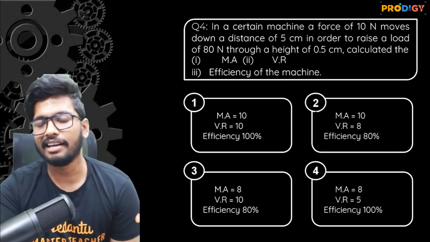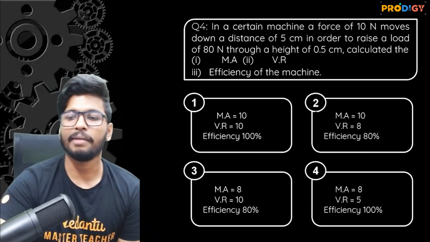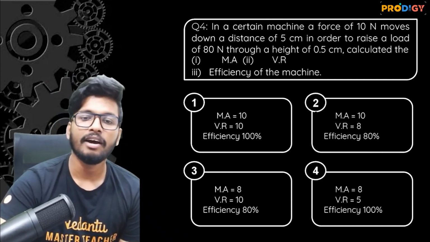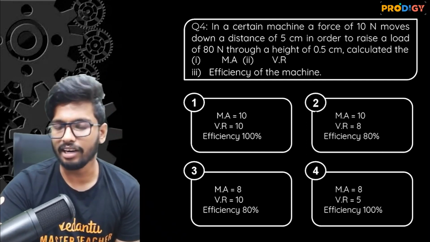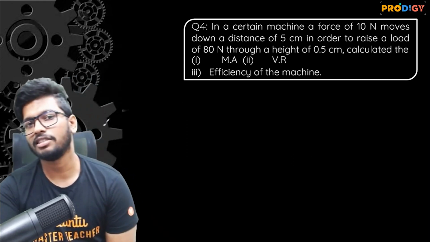Options are: mechanical advantage and velocity ratio 10 and 10 each, efficiency is 100%. Mechanical advantage is 10, velocity ratio is 8, efficiency is 80%. Mechanical advantage 8, velocity ratio 10, efficiency is 80%. Mechanical advantage 8, velocity ratio 5, efficiency is 100%.